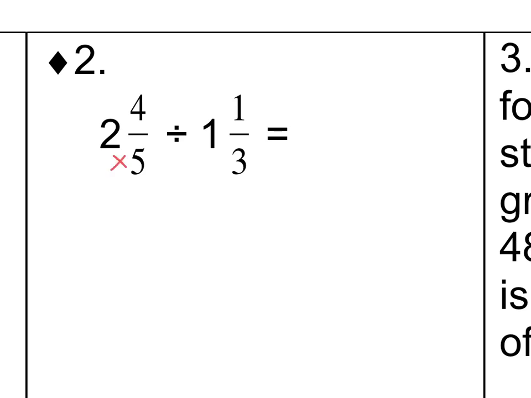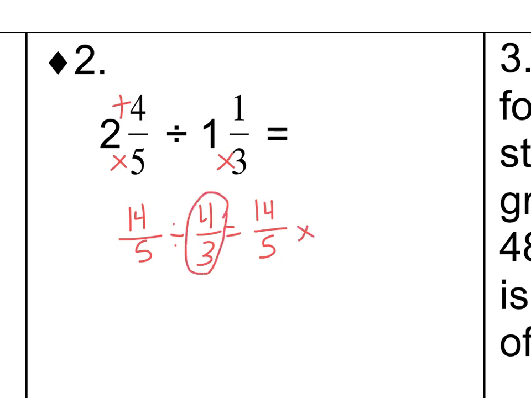So I'm just going to go ahead and make these improper. That's 10 plus 4. That's 14 fifths. And then 3 times 1 is 3 plus 1. That's 4/3. I'm just going to keep change flip. I'm going to multiply by the reciprocal. Remember, dividing is the same as multiplying by the reciprocal. So I'm going to flip 4/3 to make it 3/4. And just do that straight across.